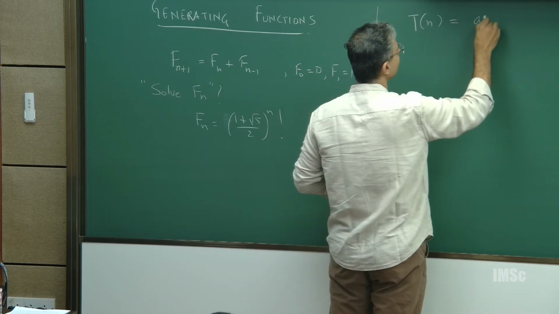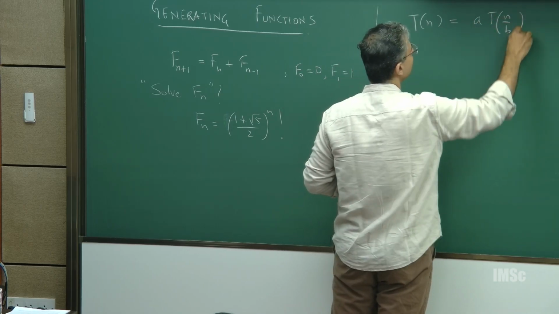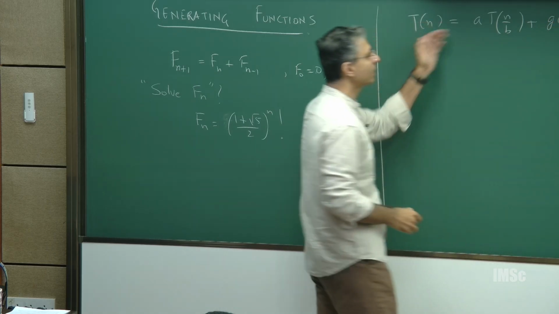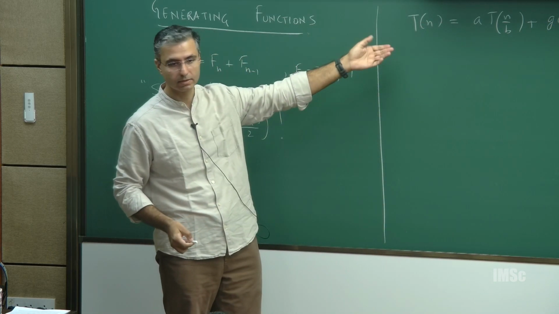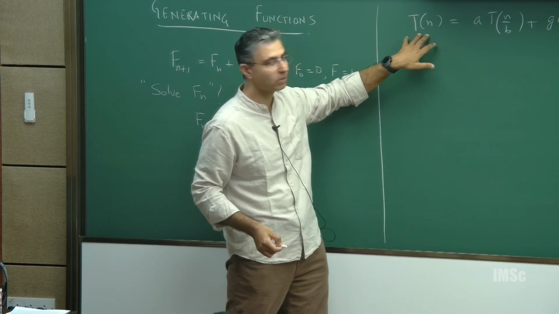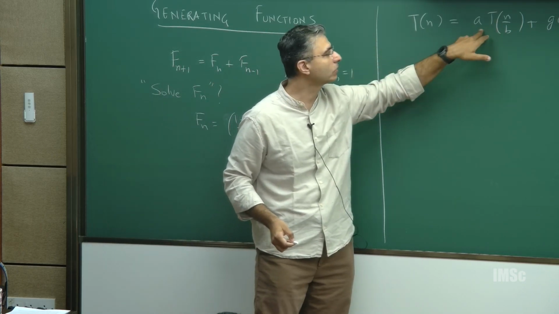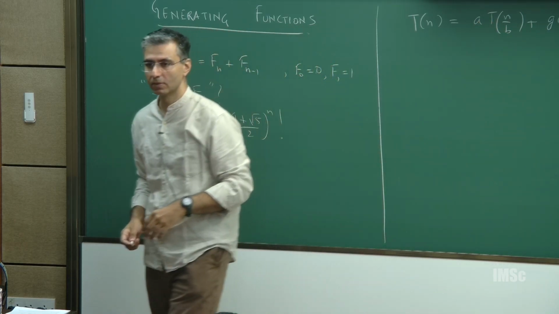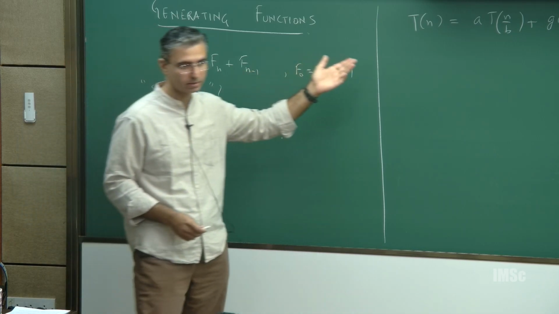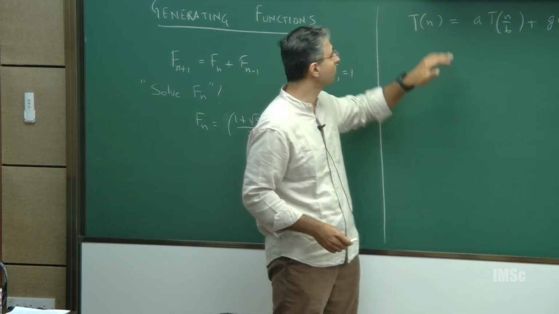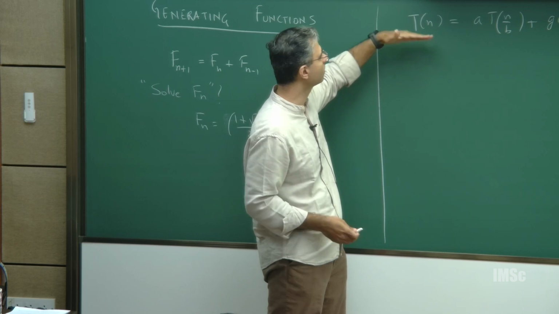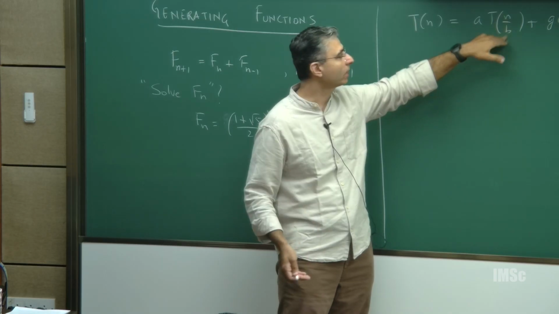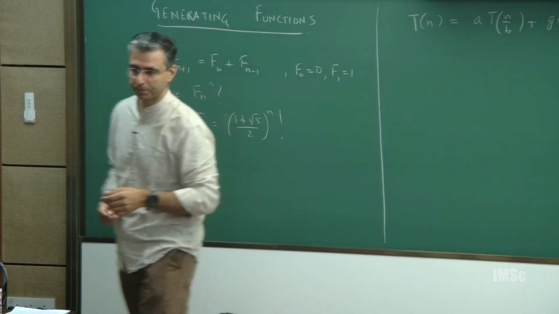T(n) is a T(n/b) plus some function, right. You may have seen this is also a recurrence. This is saying the nth term of some sequence depends on so many repetitions of the (n/b)th term in the recurrence. A typical divide and conquer recurrence, right. To compute something, your algorithm on n steps has to run a times a smaller problem of size n/b.